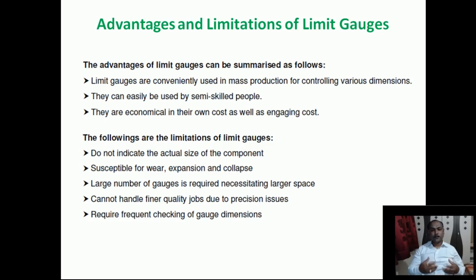Also, it is possible that we will get wear, expansion and collapse of the gauges that we are using. So after a certain use of these gauges, we have to recheck them and throw them away if they are not in the given size. A large number of gauges are required because each dimension requires a different gauge. Instead of that, we can go for the adjustable snap gauge and ring gauge.